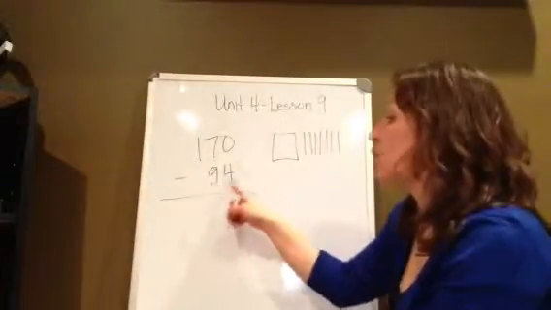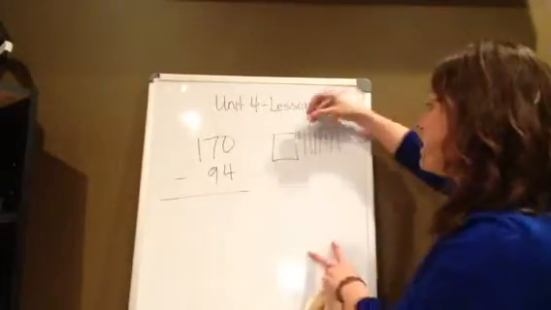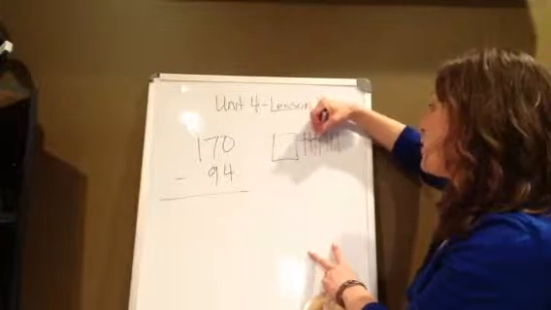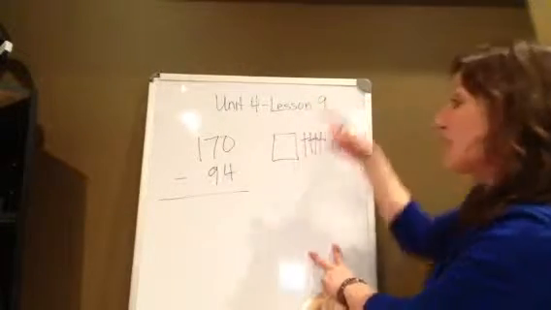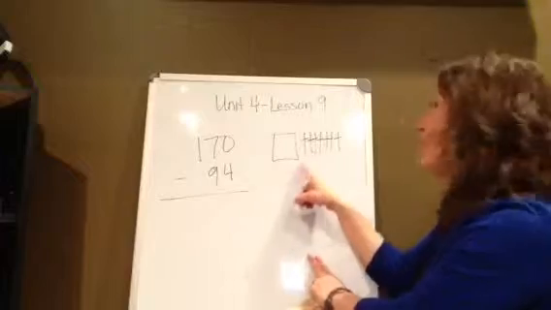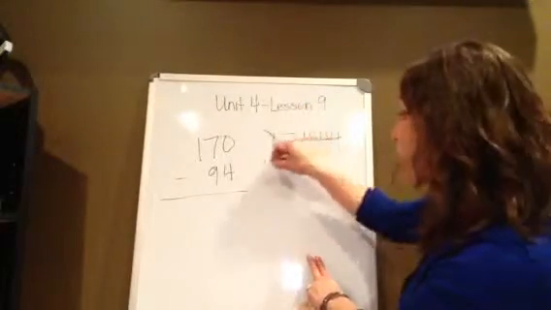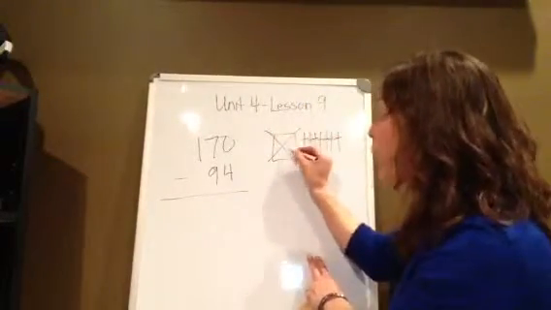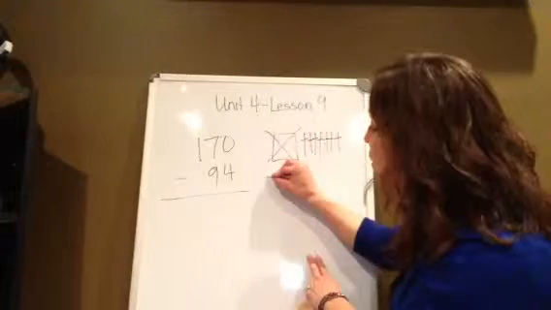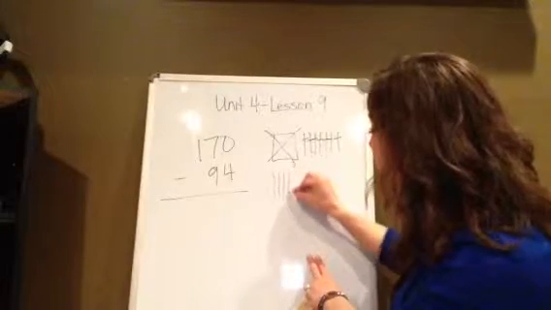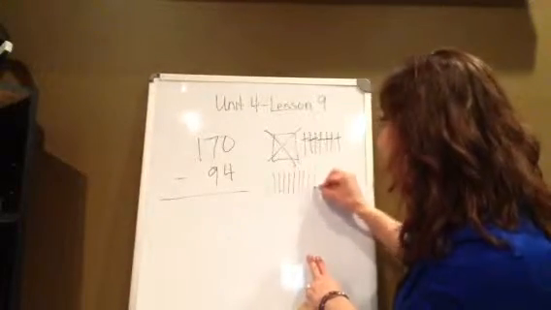I know that 94 is made of 9 tens. So I have 10, 20, 30, 40, 50, 60, 70. Uh-oh, I need 9 tens and I only found 7, so I need to break my 100 to get more tens. 100 is equal to 10 tens. 1, 2, 3, 4, 5, 6, 7, 8, 9, 10.